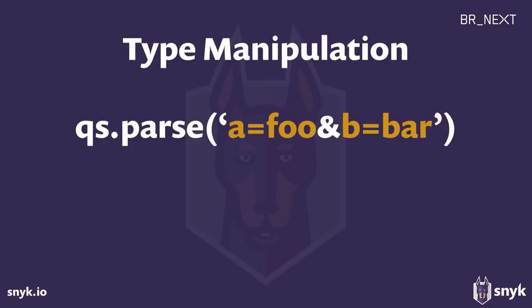It also demonstrates a broader problem called type manipulation, which is true for any dynamically typed language, and specifically JavaScript, and can happen with JSON, but also can happen in other components. A good example of that is QS. And QS, if I parse a string like this, I get a JavaScript object with two fields, A and B. But if I pass it two A's, I get an array.